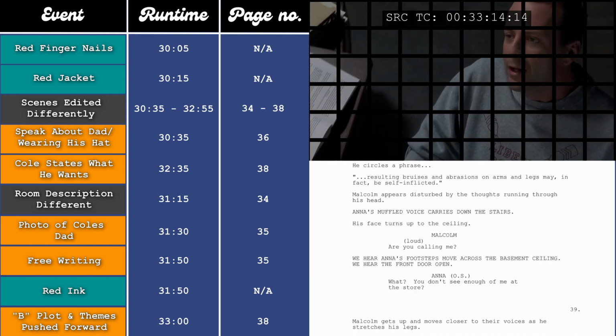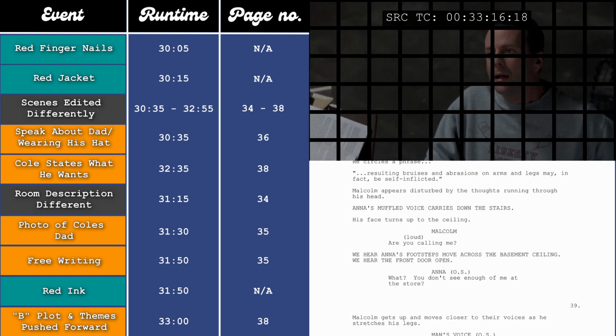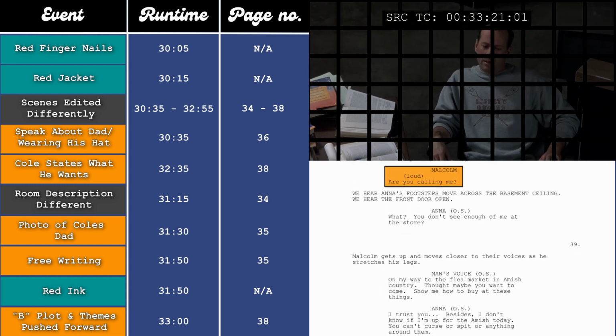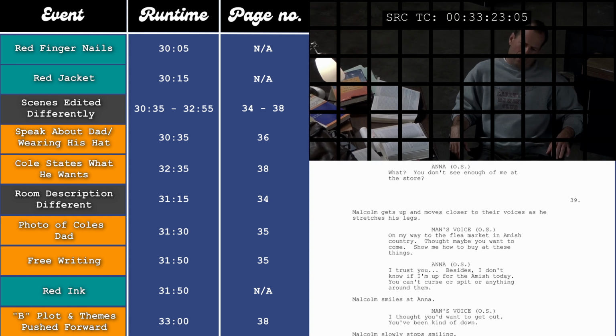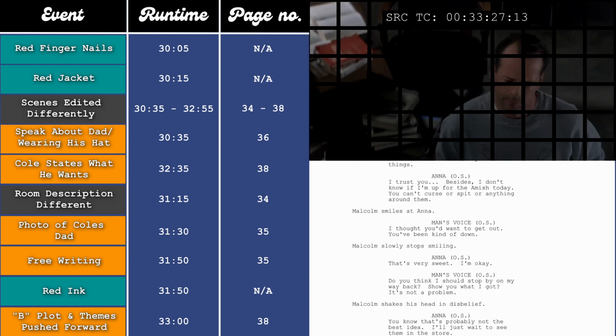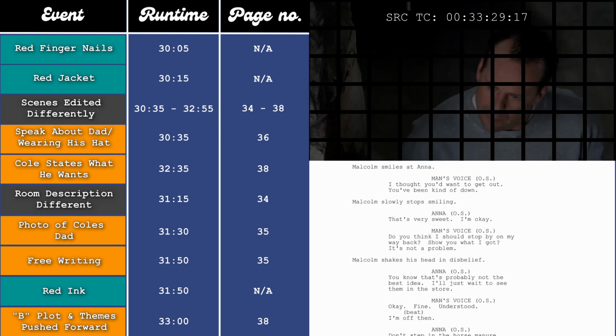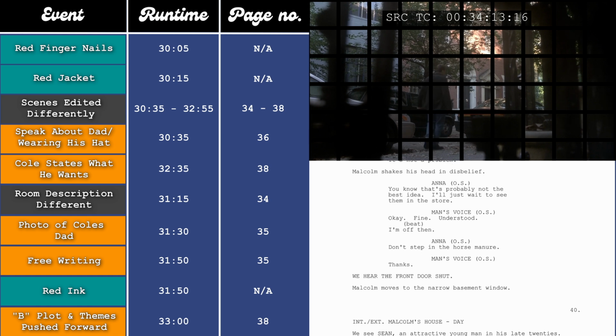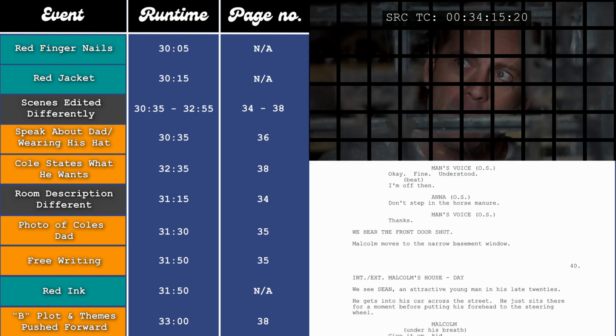Whereas in the script, Malcolm hears Anna's voice and asks, "Are you calling me?" So even though they play out slightly differently, they represent the same thing, just a lack of communication between the two of them. We also hear Anna speaking to a man at the door, which starts to put that seed in your mind of, is she cheating or going to cheat on Malcolm? Or is this guy trying to make a move on Anna?